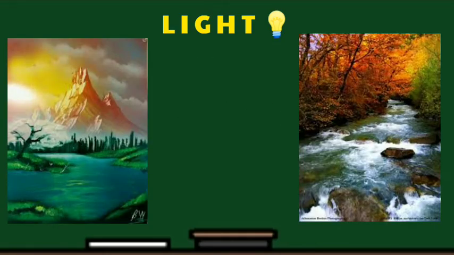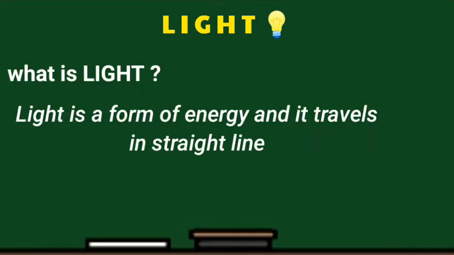Can we see things without light? No. We can see things only when the light reflected by them reaches our eyes. What is light? Light is a form of energy and it travels in a straight line.